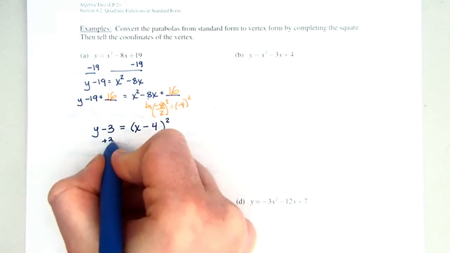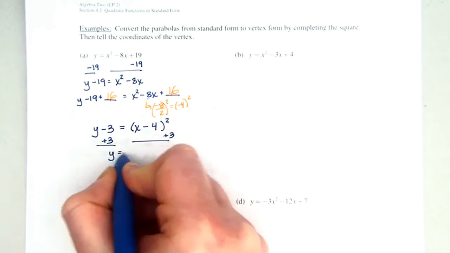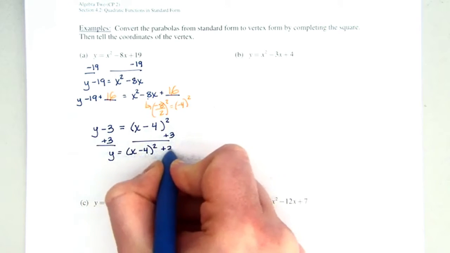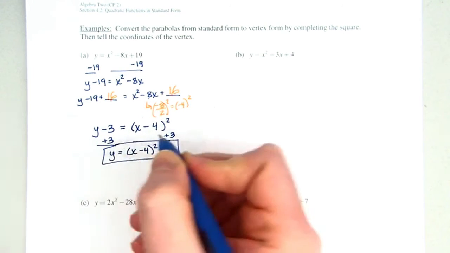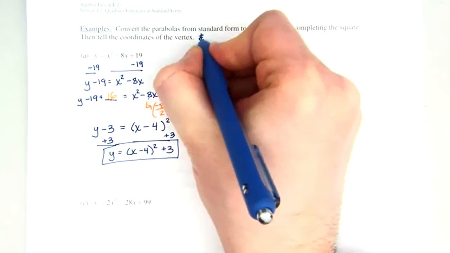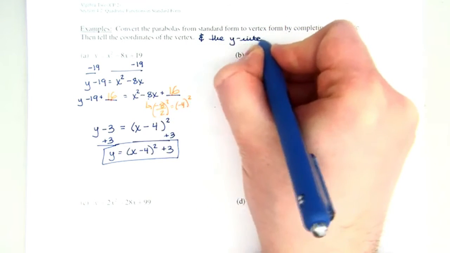I'm going to add 3 to both sides, plus 3, plus 3. We're going to get y equals x minus 4 squared plus 3. And that is my parabola in vertex form. The directions also tell us to find the coordinates of the vertex. I'm going to change those and also add in the y-intercept, just because it's good for you.